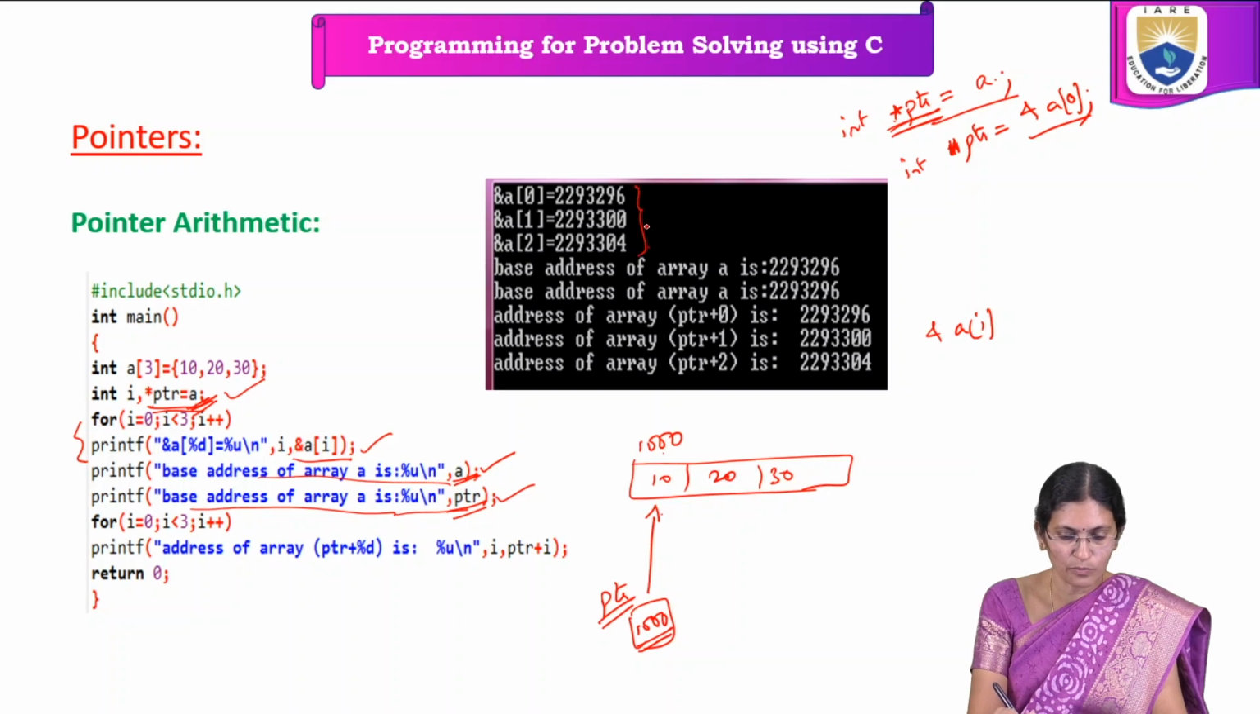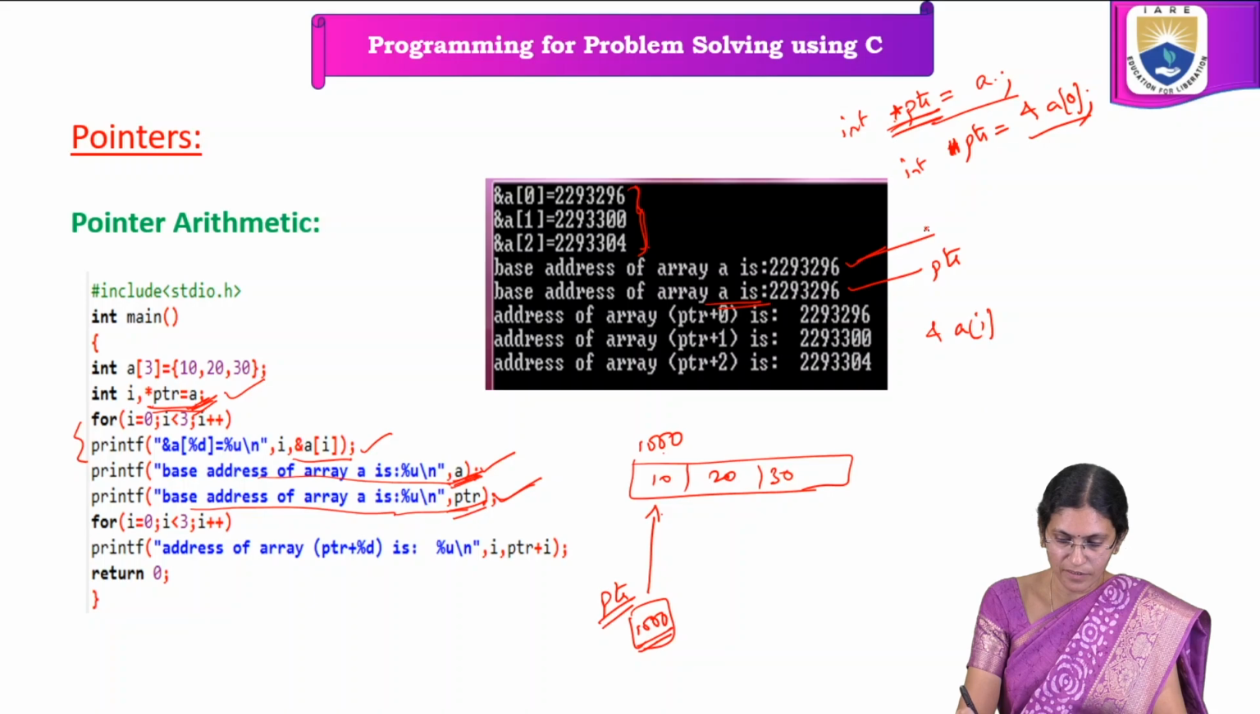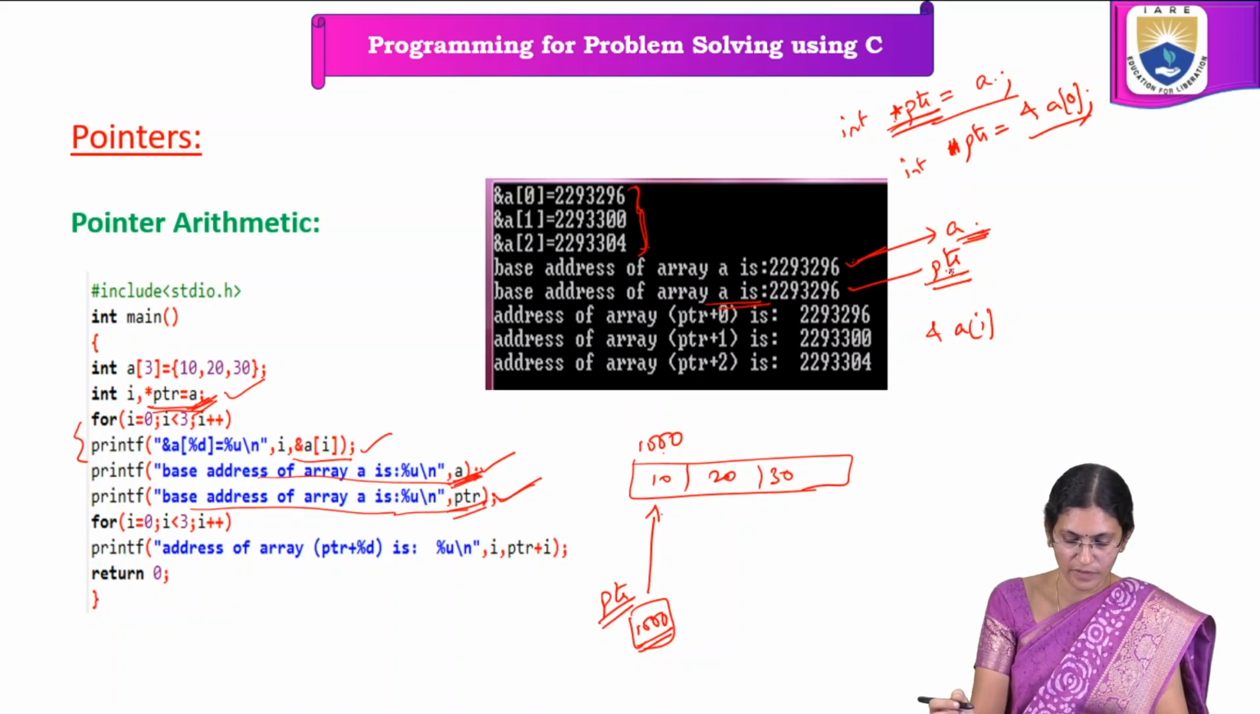This is the output corresponding to the addresses of all the elements of the array, this is the base address of the array printed by using the array name, and this is the base address printed by using the PTR value. You can see here that both of them are the same. Both addresses are the same since PTR is pointing to the first element of the array, so it stores the address of the first element of this array.